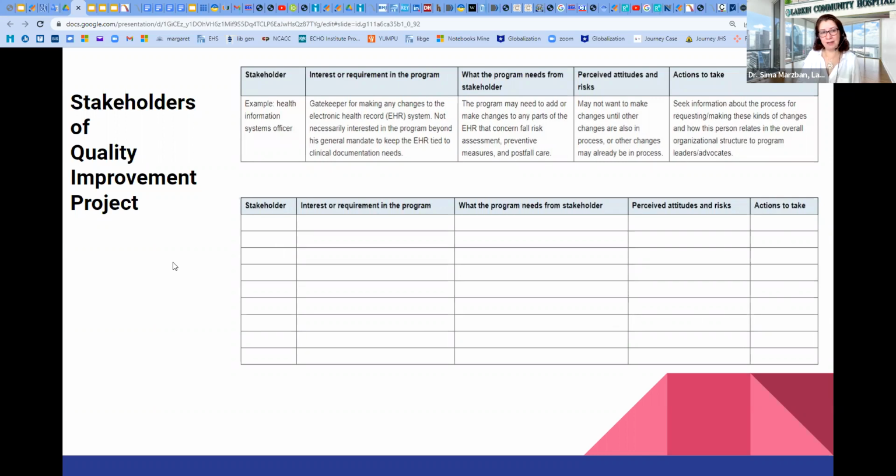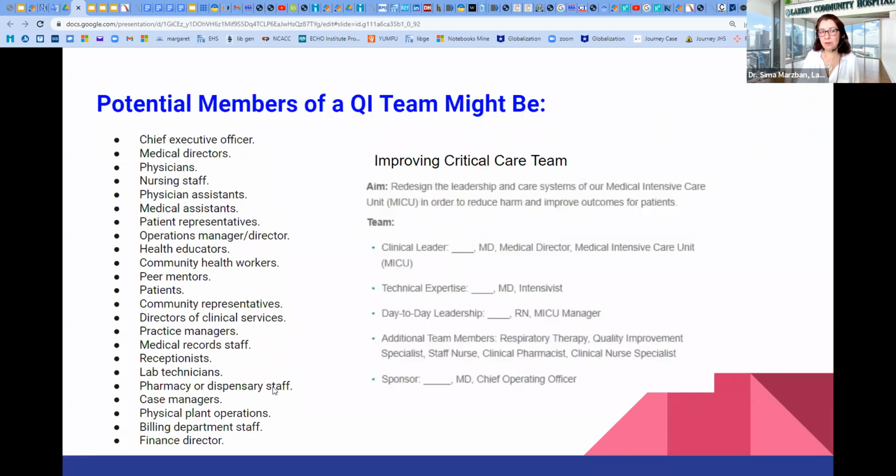Again, we had the aim statement, the project charter, the fishbone analysis as a part of a quality improvement project, then the rich picture if you want, and then a stakeholder analysis of who is engaged with the project. These are potential members to be engaged with your project. You see a list of people. You need some names here, as the quality improvement team. Improving the critical care team includes these people.